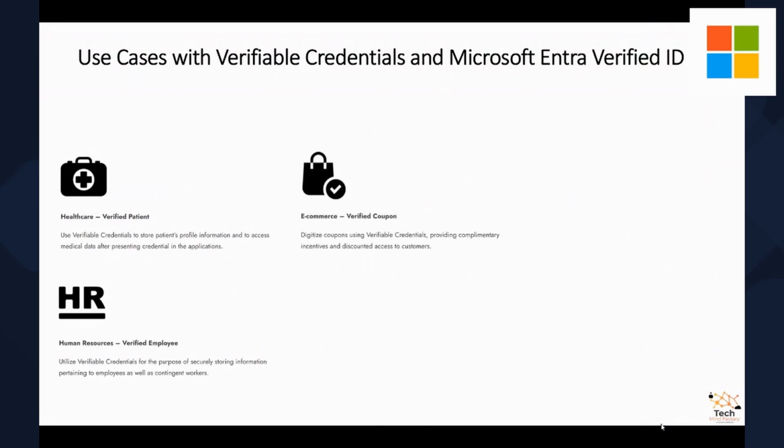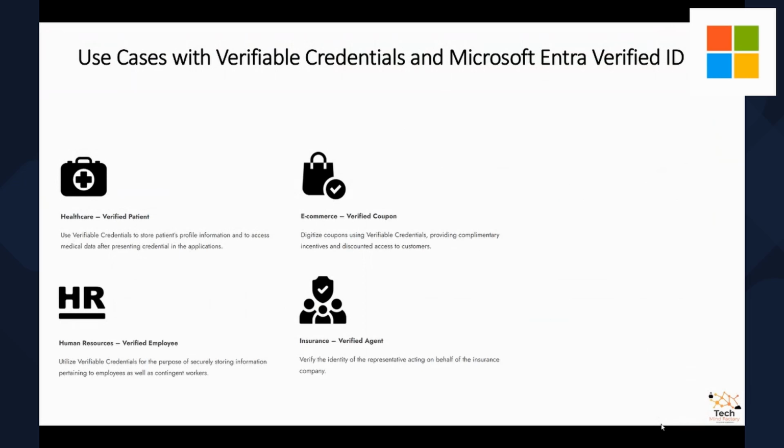Okay, e-commerce verified coupon. So again, in a digital form, we can use verifiable credentials as coupons, providing complimentary incentives and discounts for customers. So you can think about tickets to, let's say, concerts. Instead of using paper tickets, you can issue a verifiable credential, or if there is some event, people can just use verifiable credentials to identify themselves, and then they are allowed to enter the specific event. Or you can present a verifiable credential in the shop to, I don't know, get a free cup of coffee or an additional item.